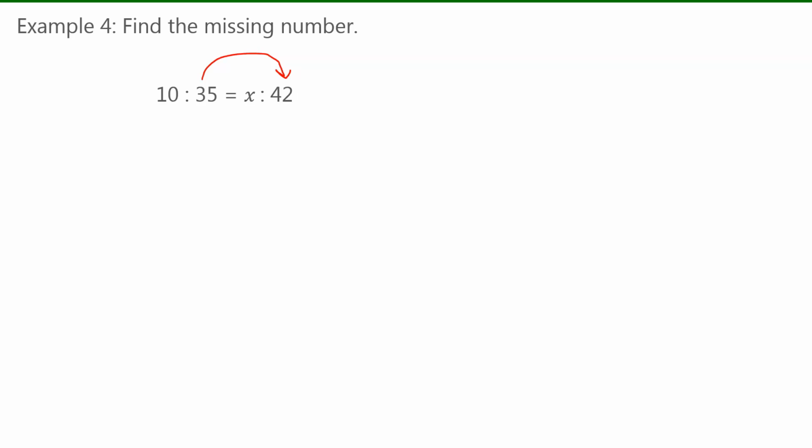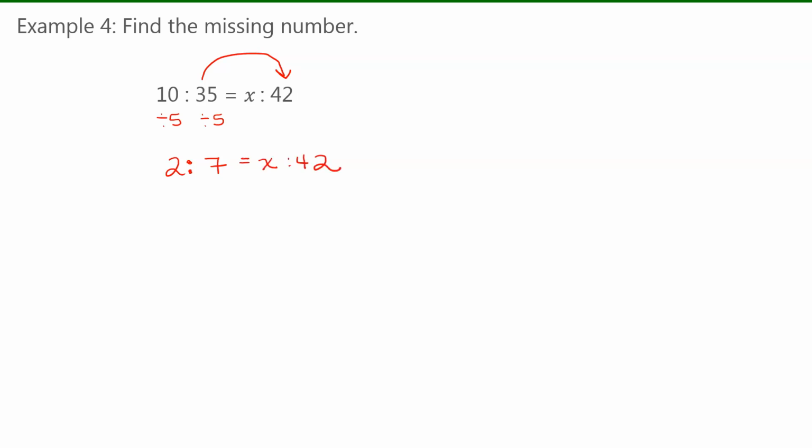So again, that's usually a strong indication that you should step back and look at your ratio to see if you can reduce or simplify. In this case, I know I can divide 10 by 5 and I can divide 35 by 5. So when I do that, 10 divided by 5 gives me 2 and 35 divided by 5 gives me 7. So I now have 2 to 7 equals x to 42.